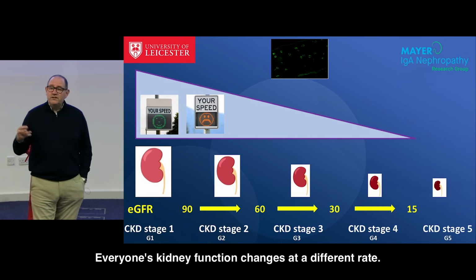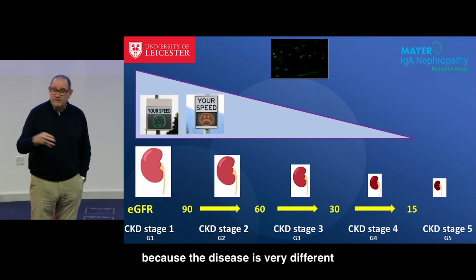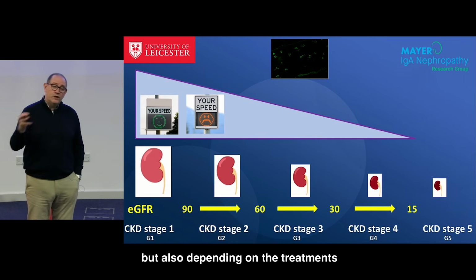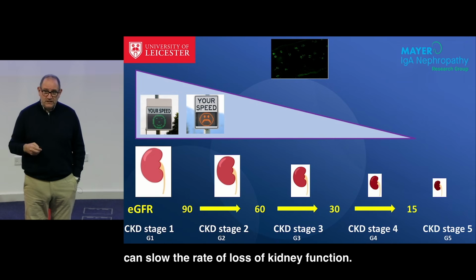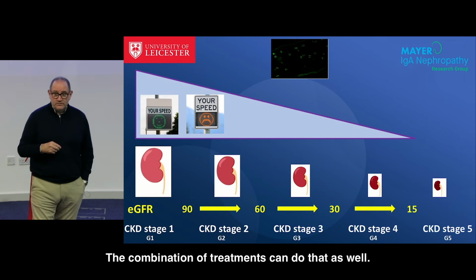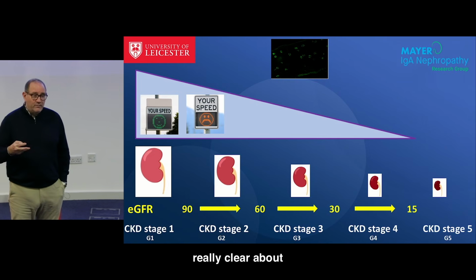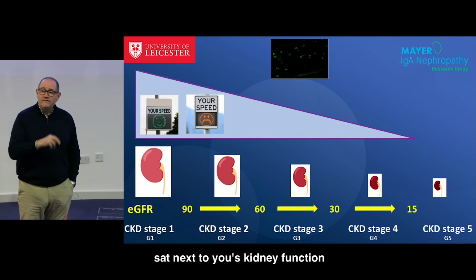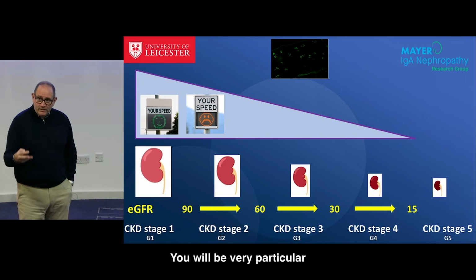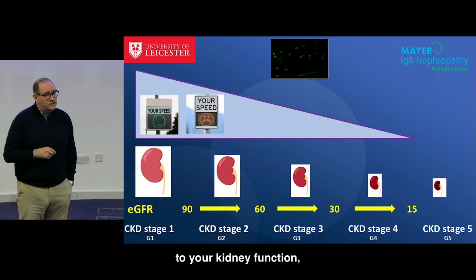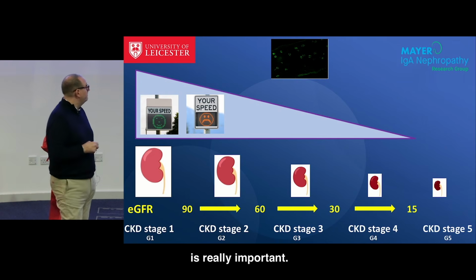Everyone's kidney function changes at a different rate. That's naturally because the disease is very different in different people, but also the treatments you have access to can slow the rate of loss of kidney function, and the combination of treatments can do that as well. So be really clear about this: just because the person sat next to you's kidney function went down very quickly does not mean that yours will. What happens to your kidney function will be very particular to you, which is why keeping track of your own blood results is really important.